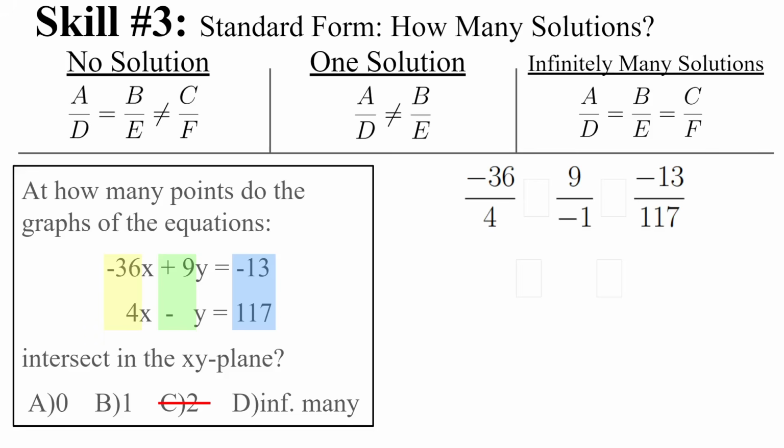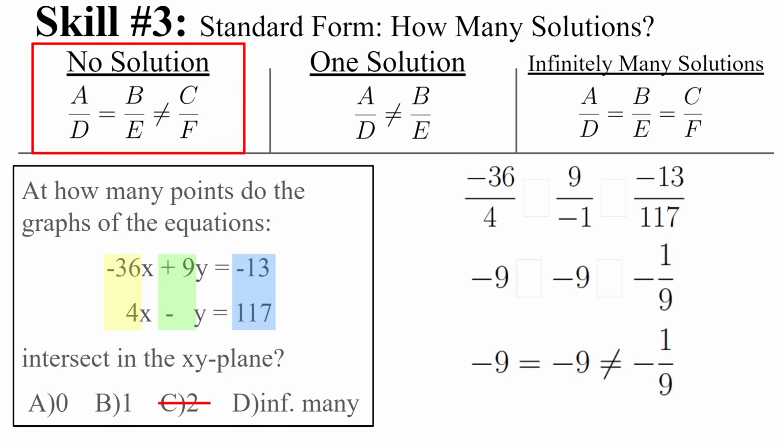And then we do negative 13 over 117. We're now going to simplify all these, and we get negative 9, negative 9, and negative 1/9. So we see that the first two, negative 9 and negative 9, are equal, but neither of those is equal to negative 1/9. So we write an equal sign and then a not equal sign. And all of a sudden, that is looking a lot like the no solution case. So this one has 0 points of intersection, no solution, 0 solutions. So we're going to pick answer choice A.